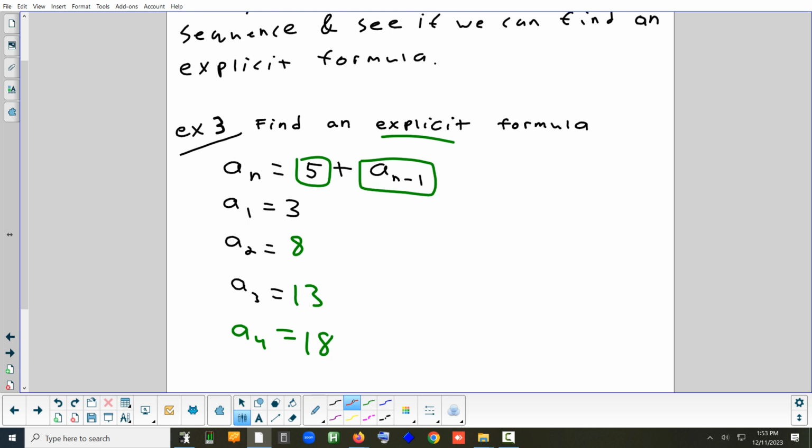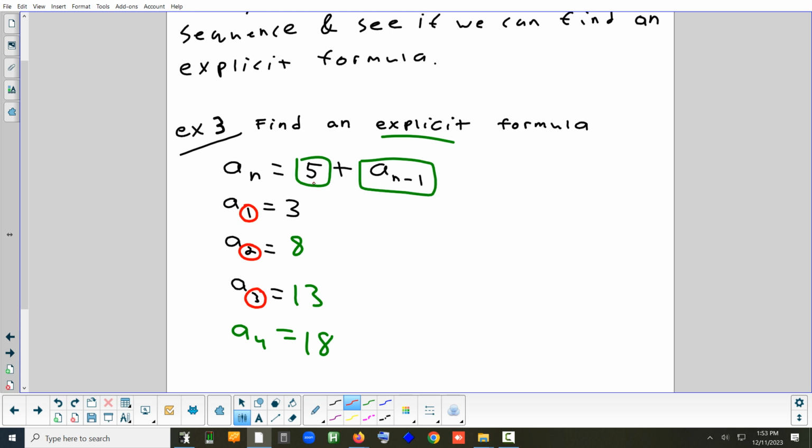Now, to convert it to explicit, the goal is to figure out something you can do to the number 1 and get an answer of 3. And then what can you do to 2 to get an answer of 8? And 3 to get an answer of 13. I'll give you a hint. It has something to do with a 5.